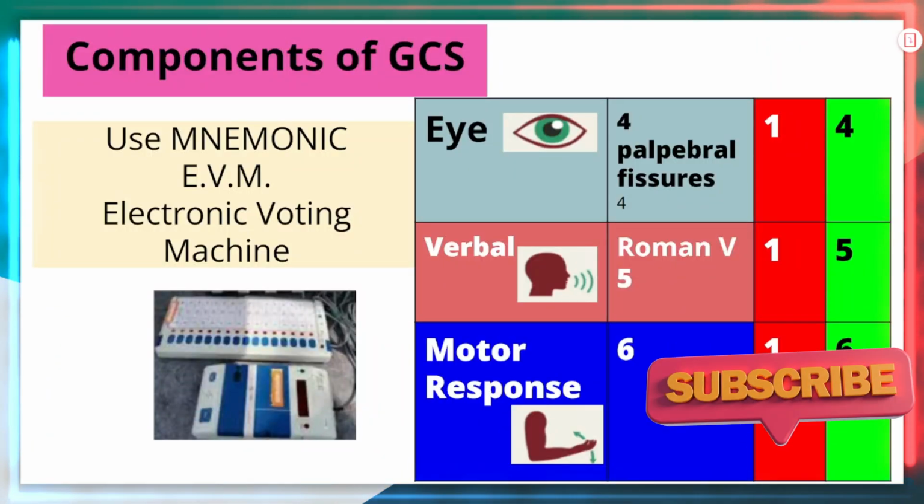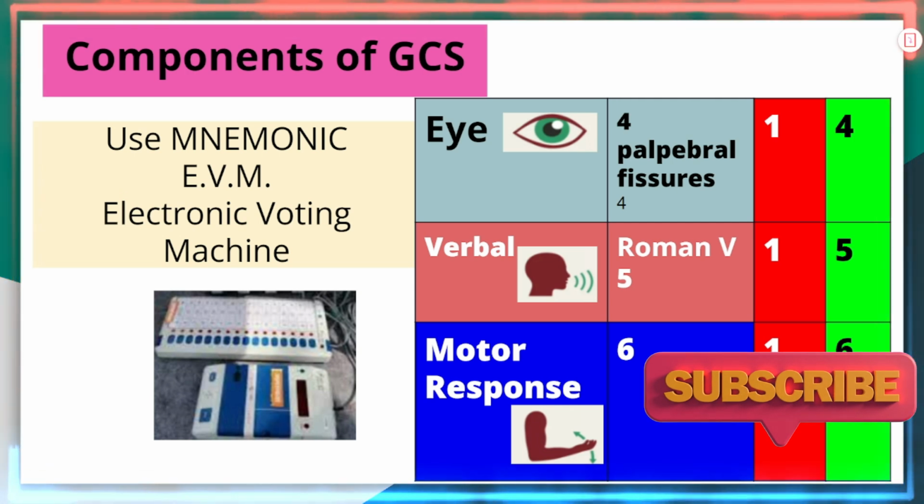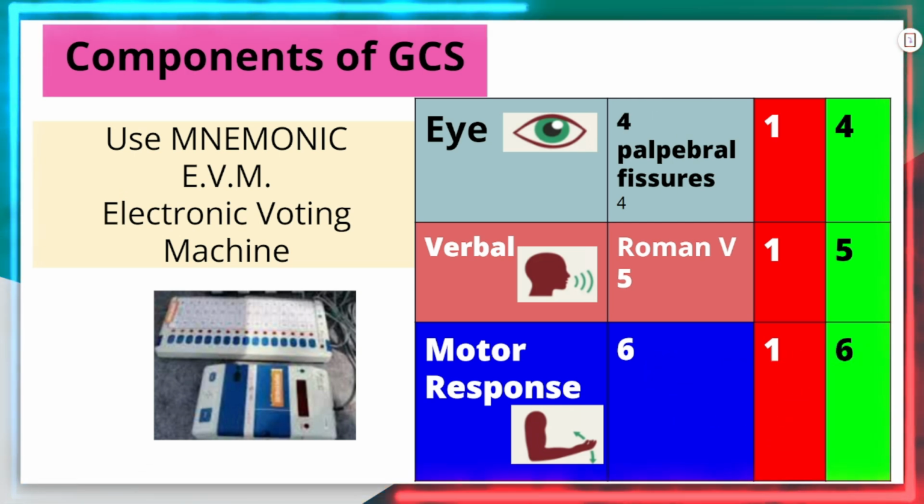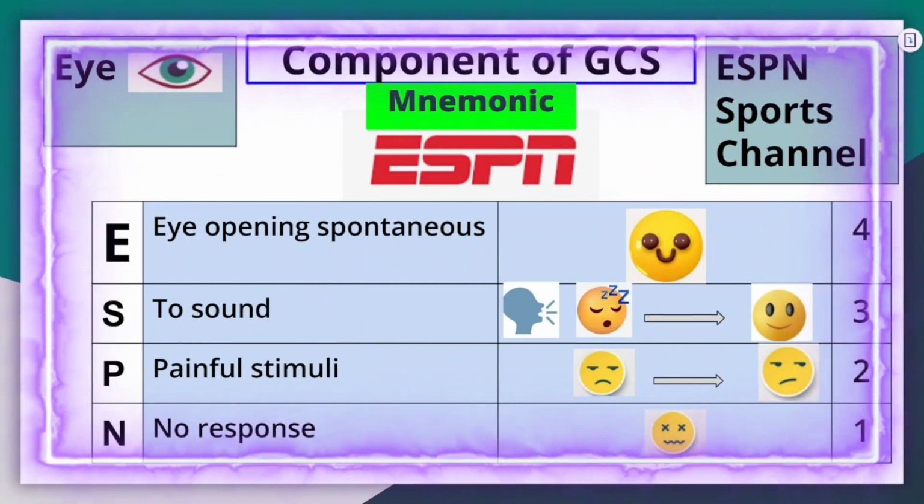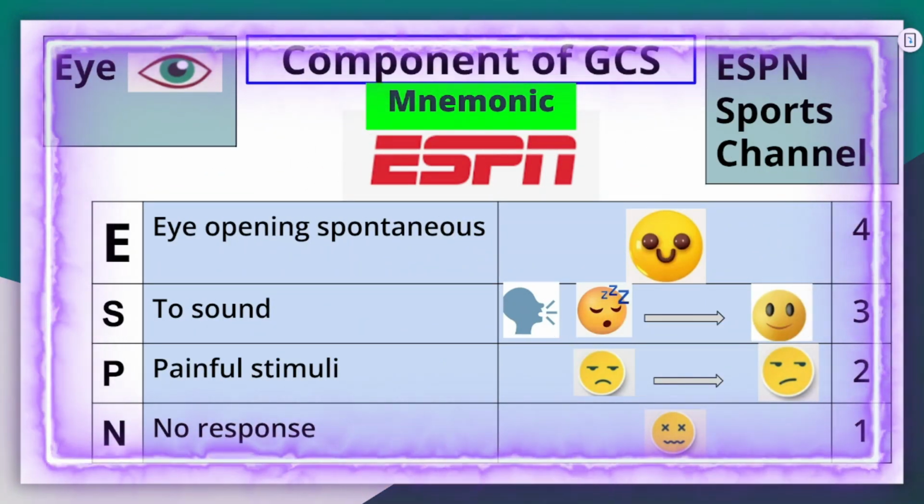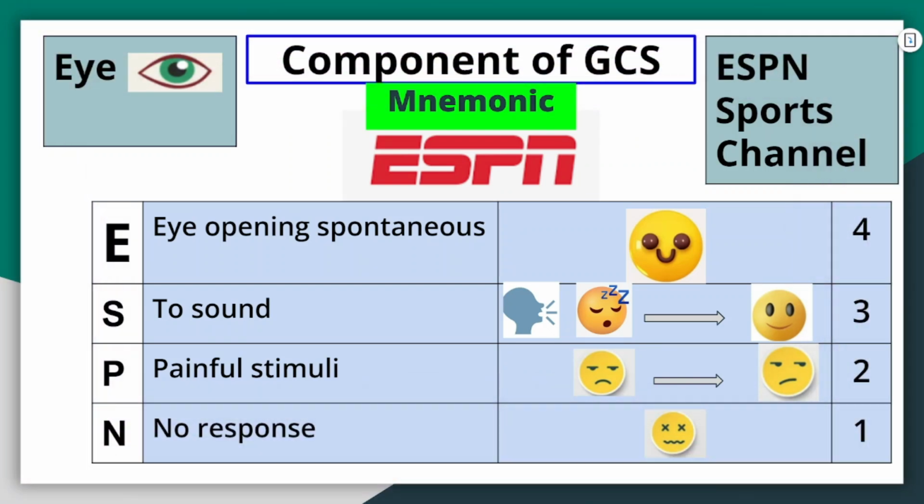For remembering the components of GCS, we can use the mnemonic EVM, that is electronic voting machine: eye, verbal and motor response. For memorizing the eye component of GCS, we can remember the mnemonic ESPN, sports channel: E for eye opening, S for sound, P for painful stimuli and N for no response.